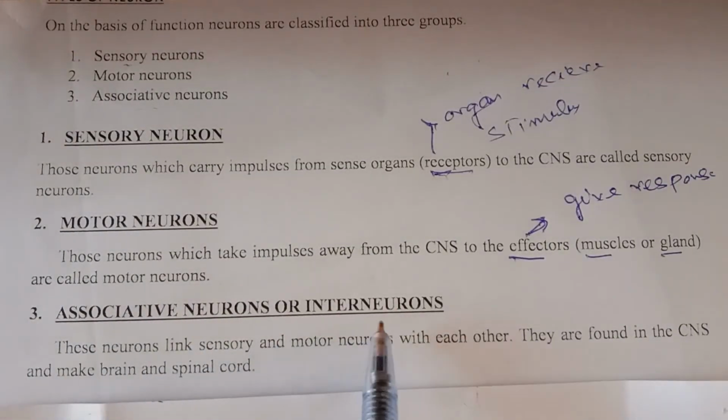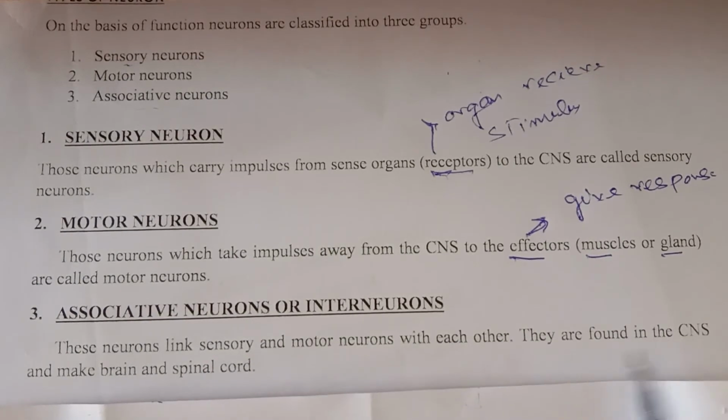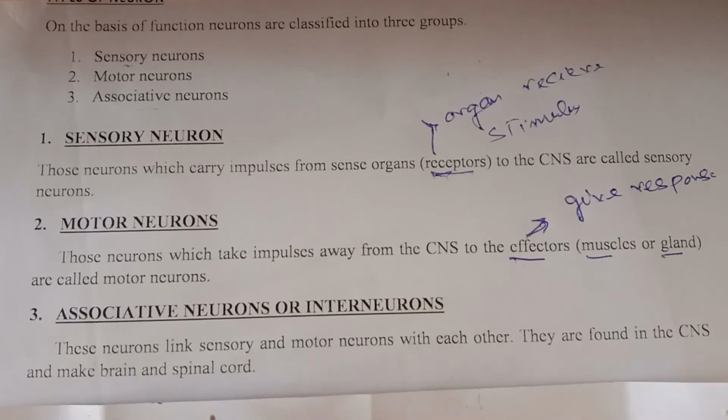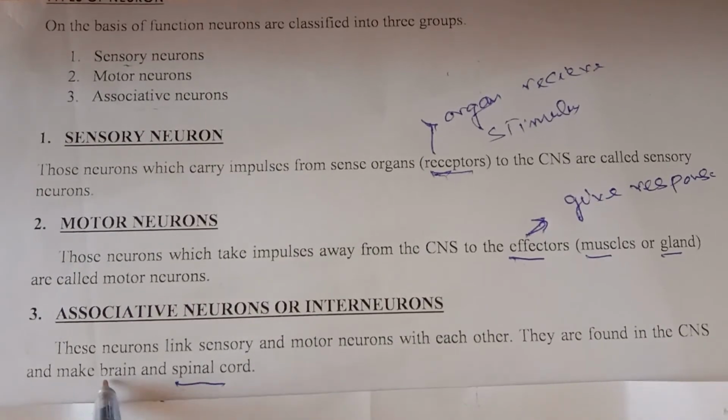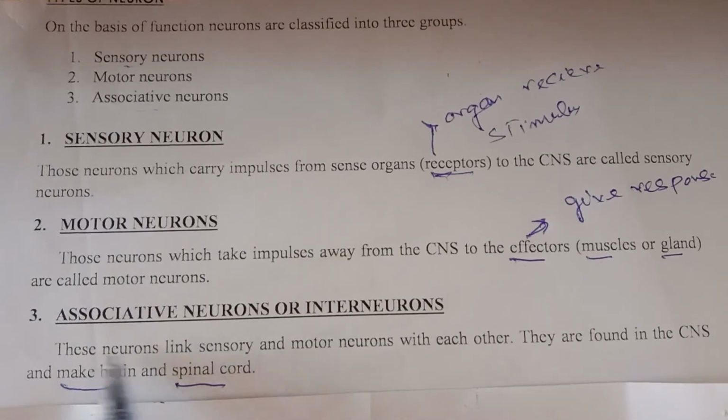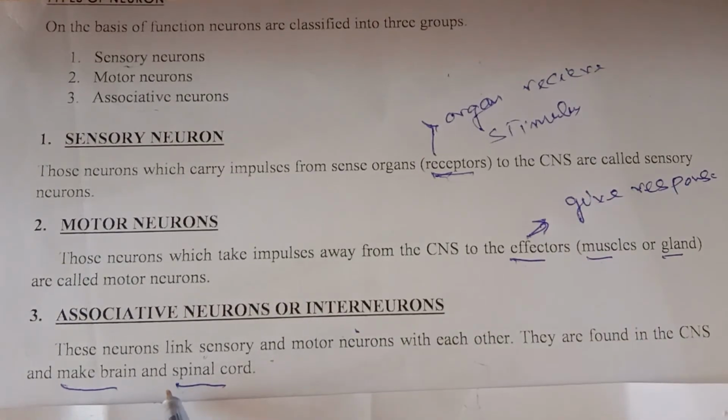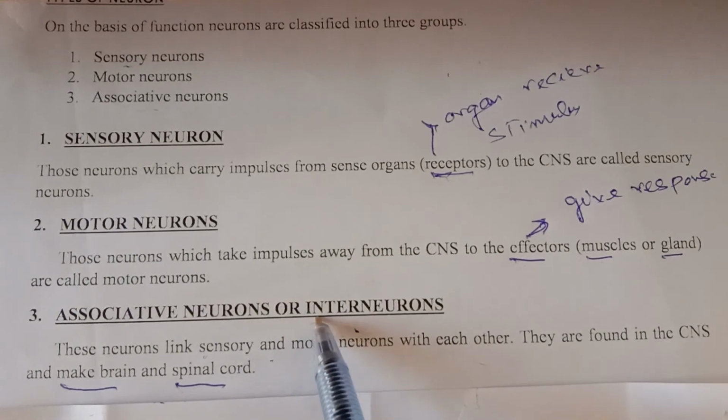Associative neuron or interneuron. These neurons link sensory and motor neurons with each other. They are found in the central nervous system and make up the brain and spinal cord. So the whole structure of the brain and spinal cord is made of associative neurons, and they connect the sensory neuron with the motor neuron. How does it connect? First, it receives the stimulus, and then the stimulus is analyzed, the response is prepared, and then this response is delivered to the motor neuron. So in this sense, we can say that sensory neuron and motor neuron are connected by the associative neuron.